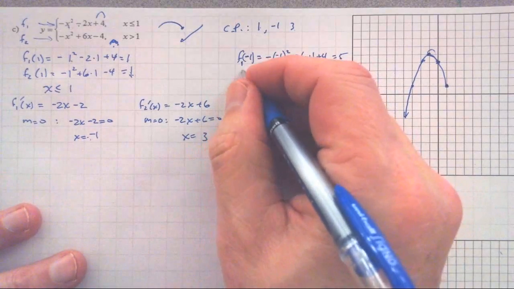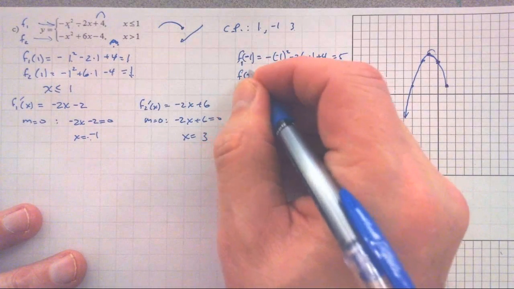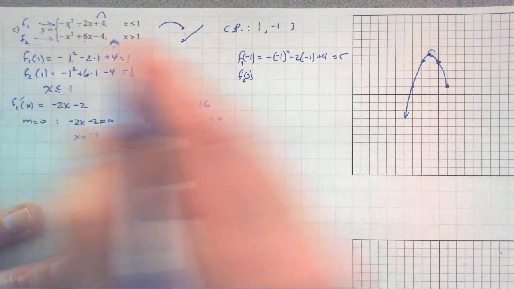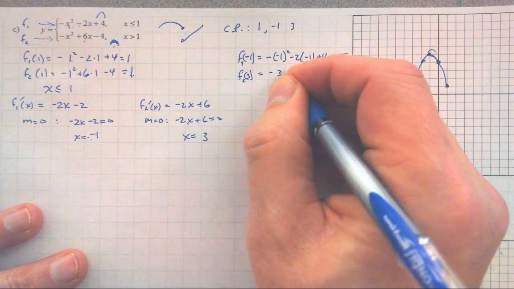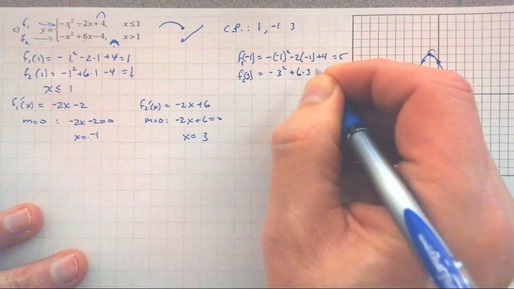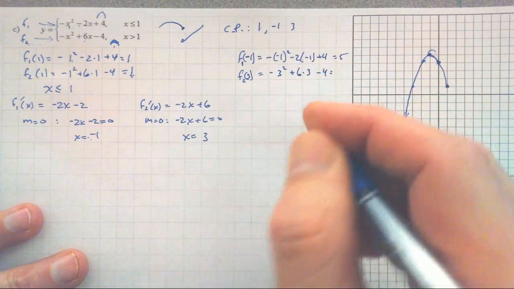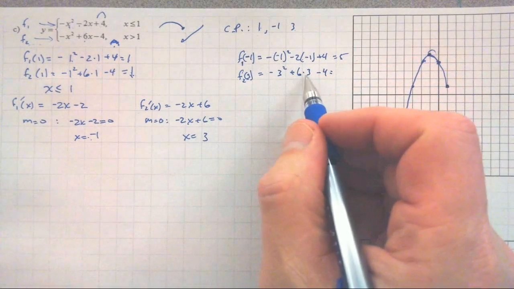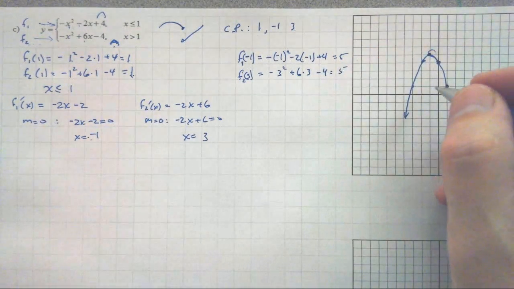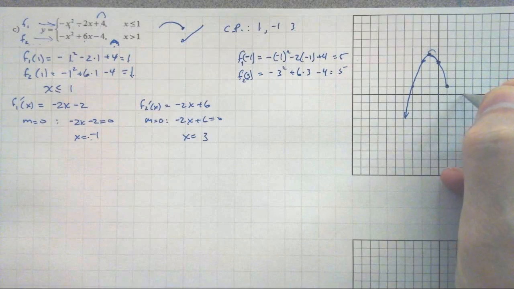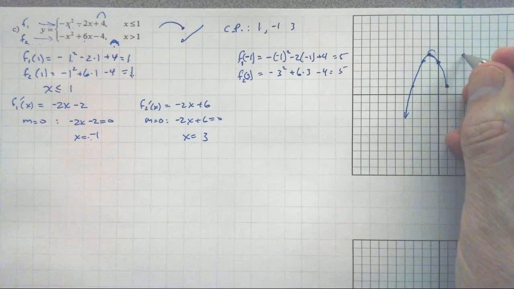Let's take a look at f of 3. So that would be f2 of 3. I get the opposite of 3 squared plus 6 times 3 minus 4. That is -9 plus 18, 9 minus 4, 5. And I just figured out what we have here. We have the McDonald's arches.